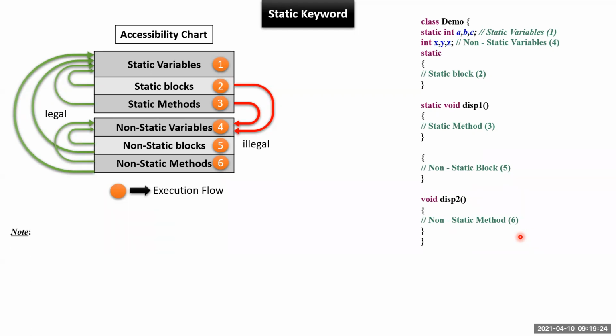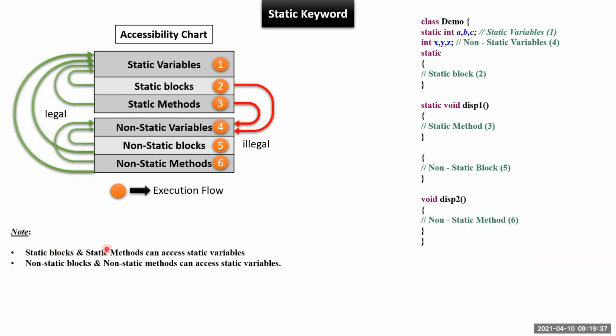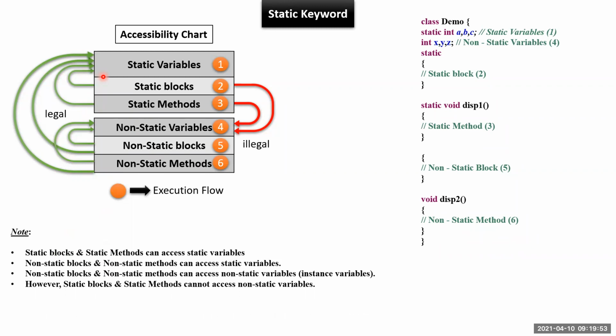Now a small note. First thing, a static block and static methods can access static variables. We have already understood it via this diagram. Then non-static blocks and non-static methods can access static variables, yes, we know. Non-static blocks and non-static methods can access non-static variables, that is nothing but the instance variables.